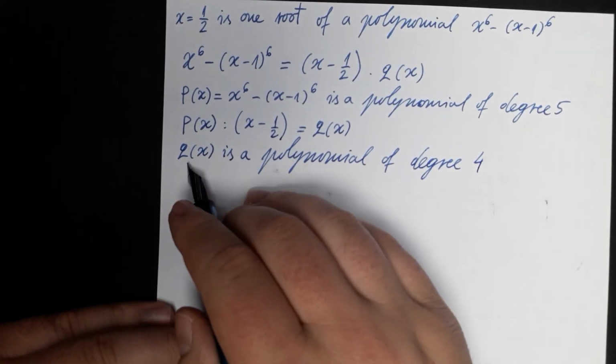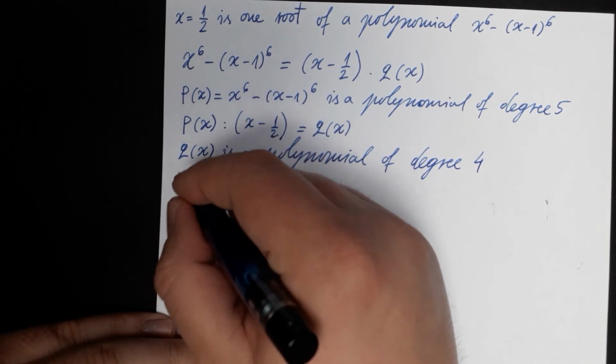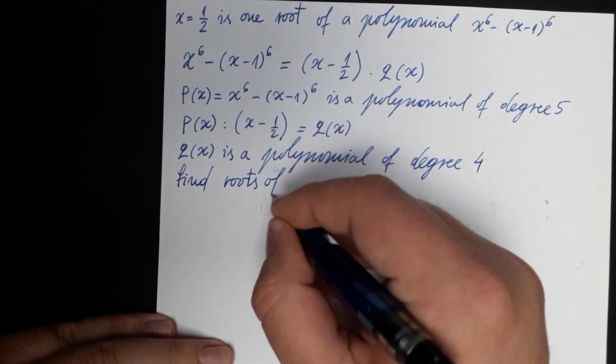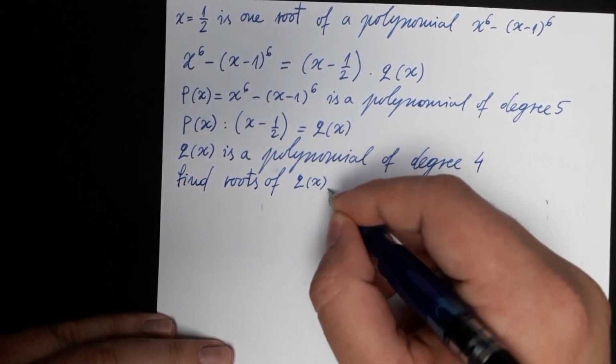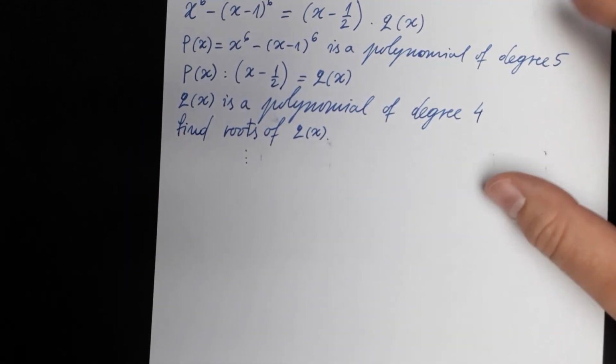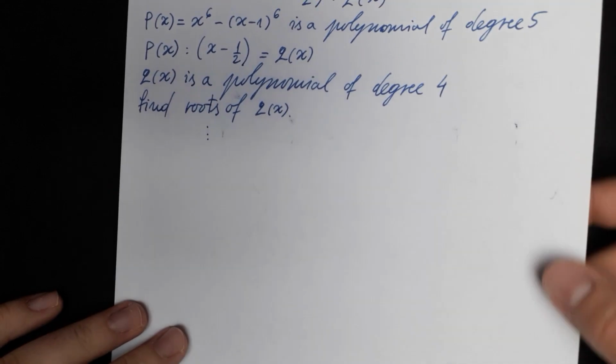That means that q of x has 4 roots. So our problem becomes find roots of q of x, and so on. I find this method to be boring, so I'm not going to continue pursuing the solutions in this manner. Now, third method is one that I find the most fun of these methods.